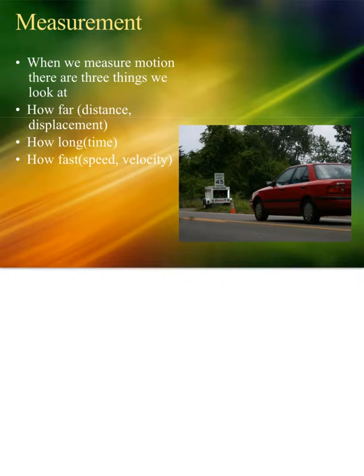Alright, the first topic in this course is describing motion. To figure out what things are doing, we've got to be able to describe when something's in motion. So, when we measure motion, there are three things we look at. How far, either distance or displacement, how long, which is your time, and how fast, which is basically just the ratio of how far to how long, which is your speed or your velocity. Those are the only three things you've got to look for in a question.